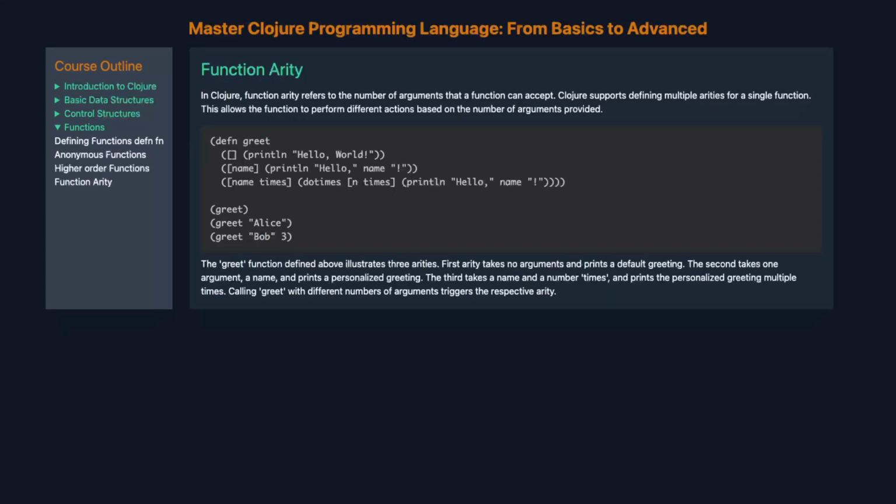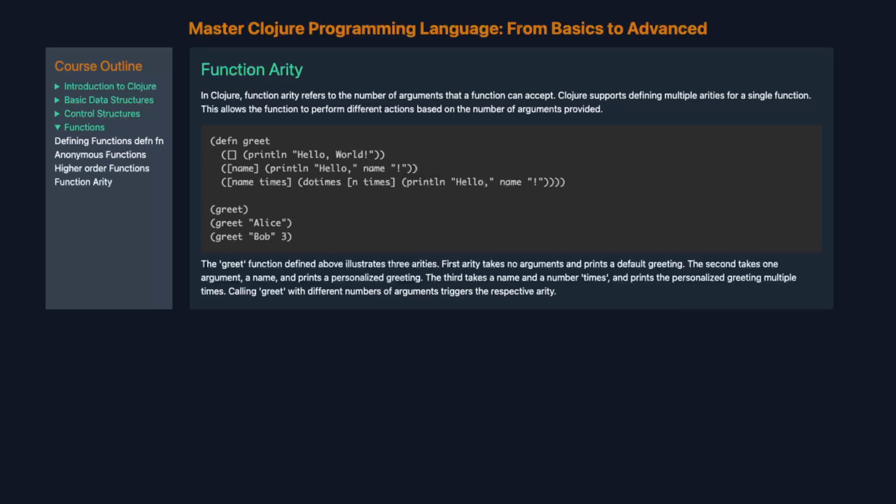Arity. In Clojure, arity refers to the number of arguments that a function can accept. Clojure supports defining multiple arities for a single function. This allows the function to perform different actions based on the number of arguments provided. The greet function defined above illustrates 3 arities.